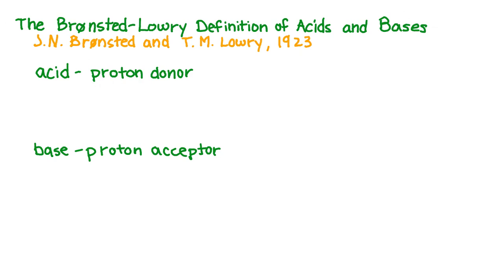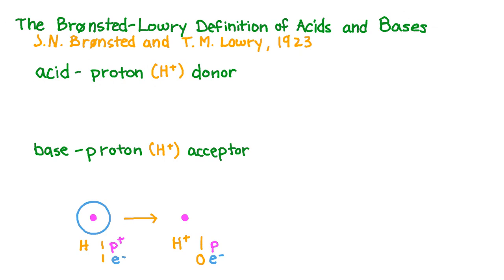The Bronsted-Lowry definition of an acid is a chemical species that donates a proton, and a base is a chemical species that accepts a proton. When we say proton here, we're referring to an H plus ion, since hydrogen has one proton and one electron, so an H plus ion is just one proton.